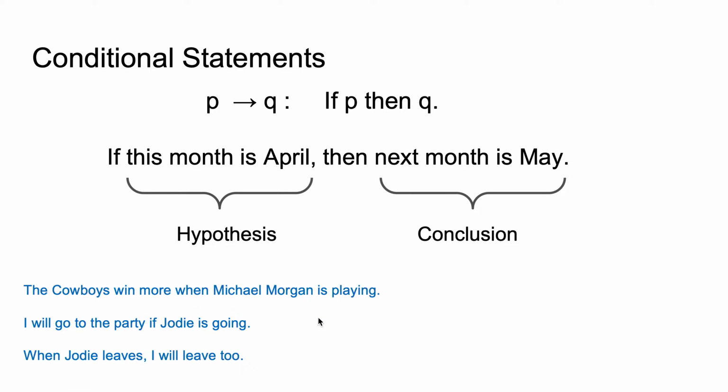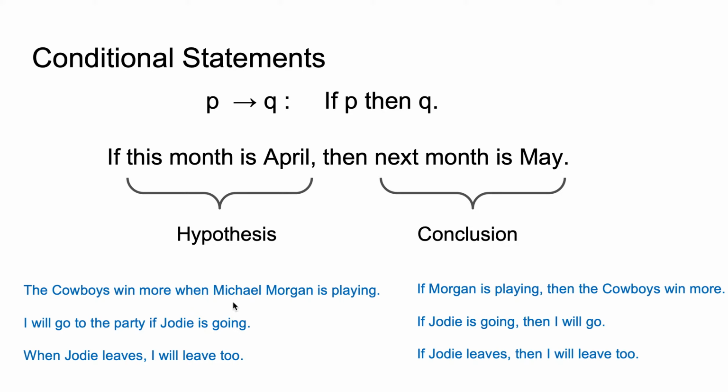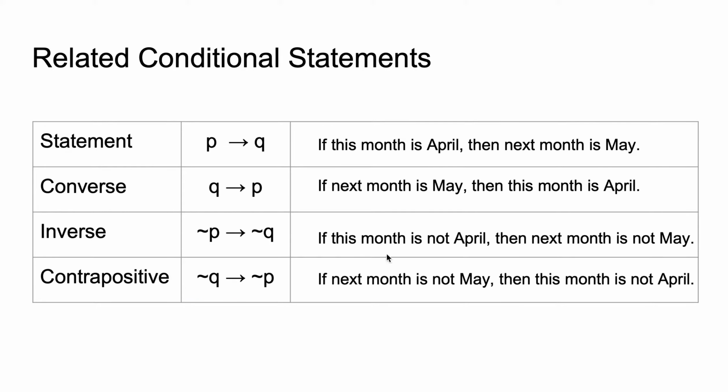So I would rewrite these statements. Instead of saying the Cowboys win more when Michael Morgan is playing, I'll say if Morgan is playing, then the Cowboys win more. Instead of saying I will go to the party if Jody goes, say, if Jody is going, then I will go. And here, if Jody leaves, then I will leave too. So I've got my hypotheses on the left and my conclusions on the right. Start with the hypothesis, then which implies a conclusion. Okay, so now that we know what a conditional statement is, we can talk about the related statements.